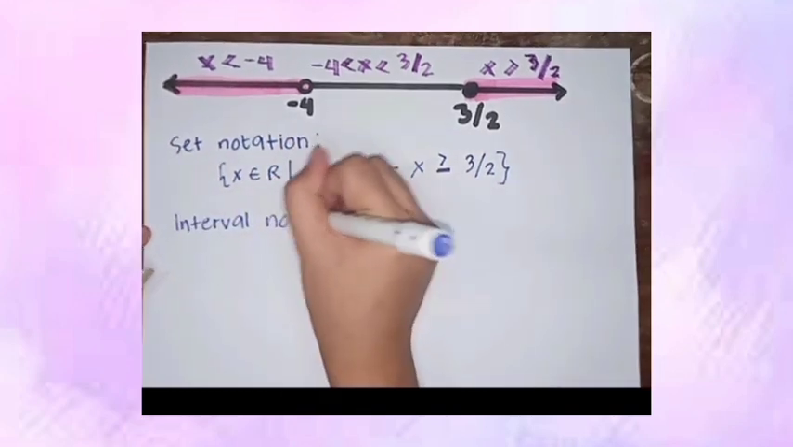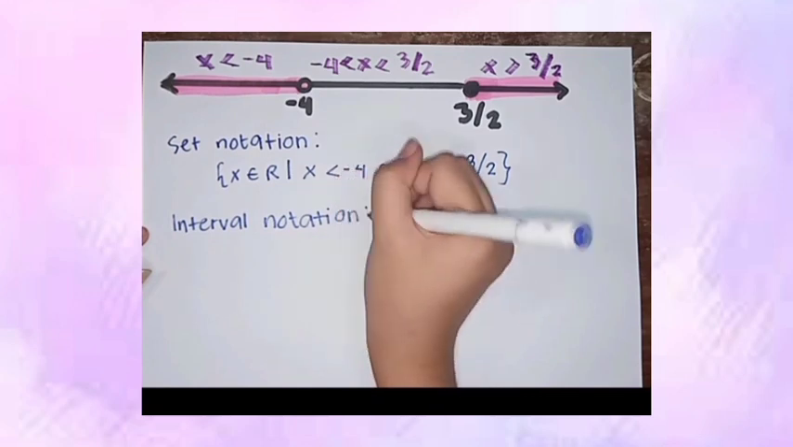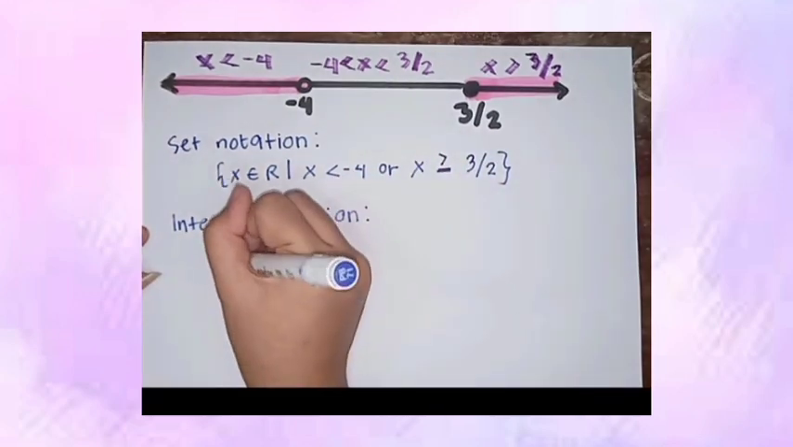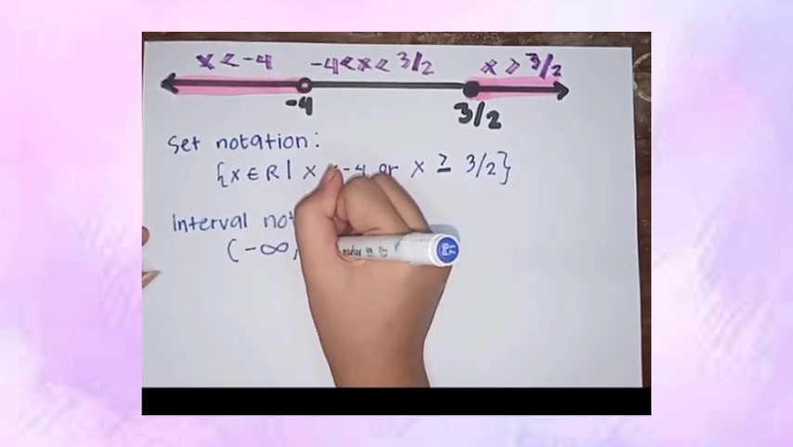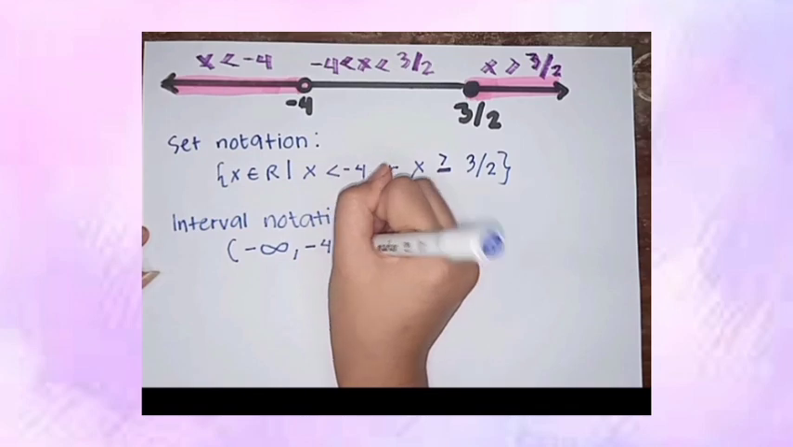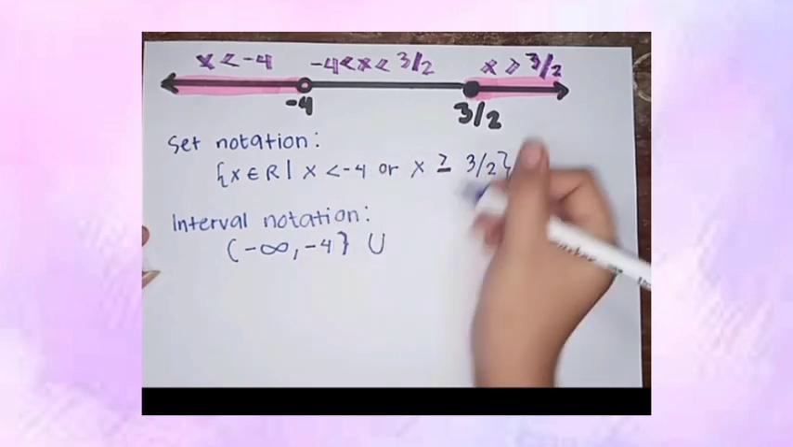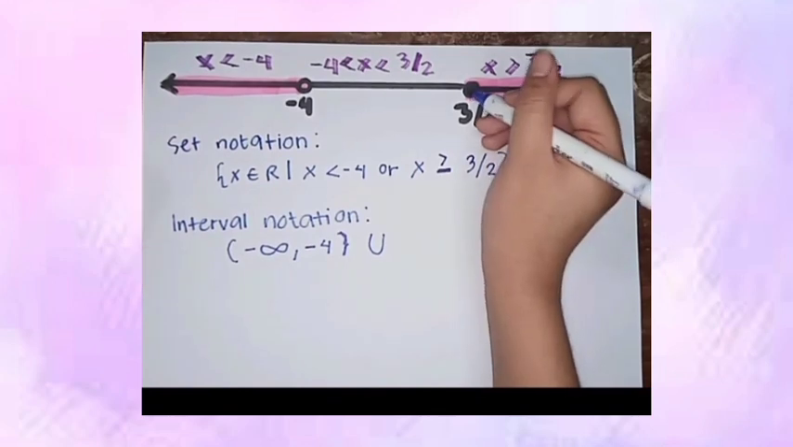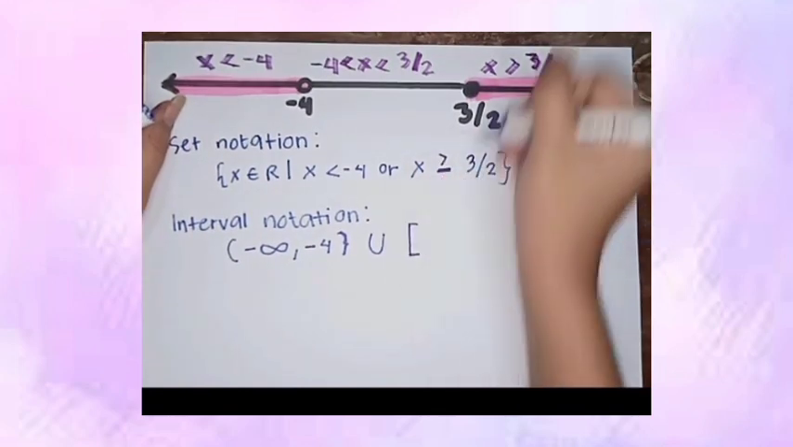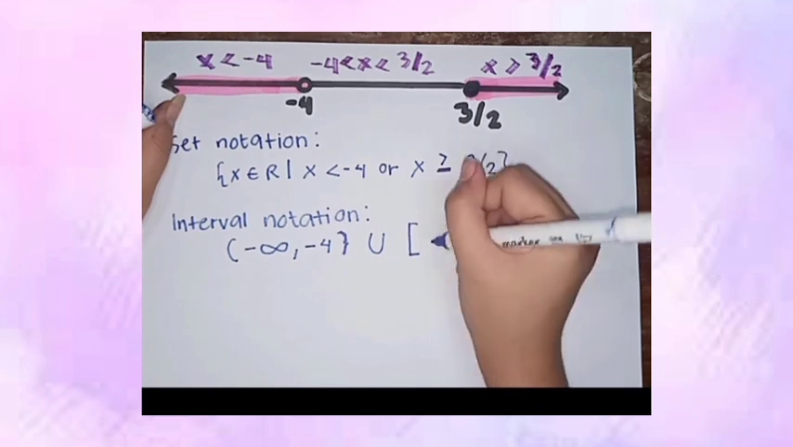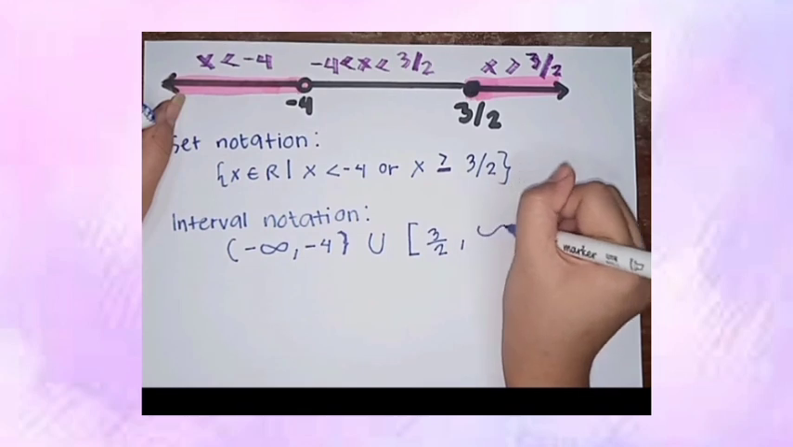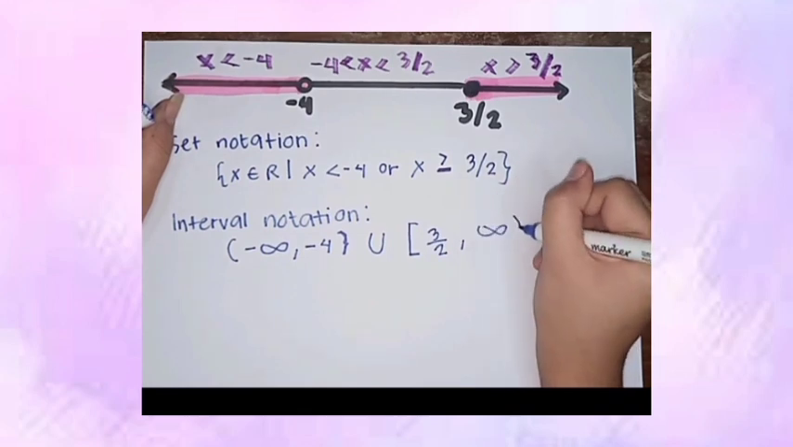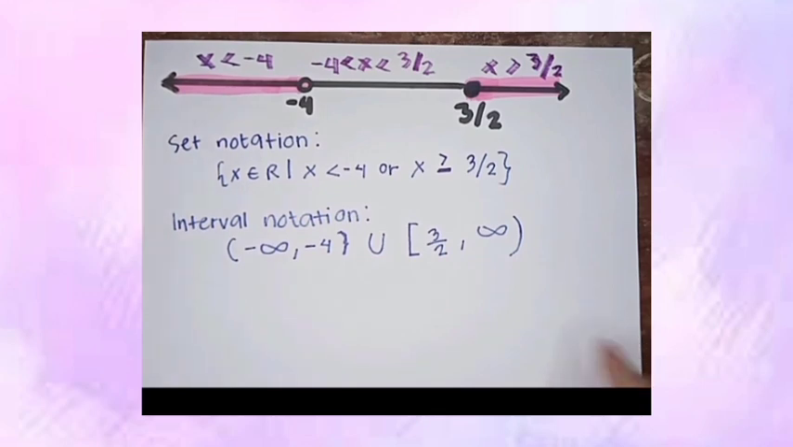So for interval notation, we will write this as open parenthesis -infinity to -4 close parenthesis, union, bracket, because it is part of the solution, so we will change the open parenthesis into a bracket, 3 over 2 to infinity, and then close parenthesis. So this is now our answer.